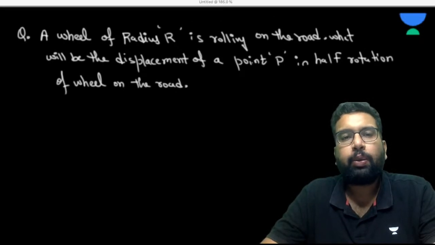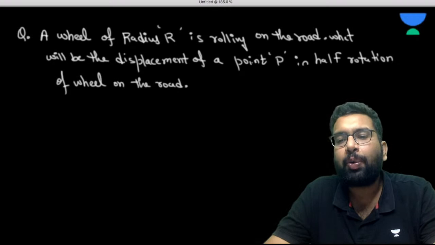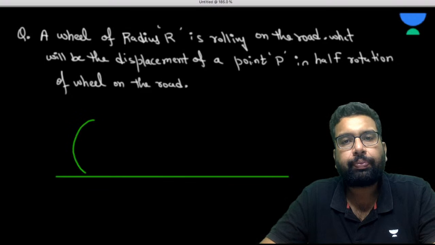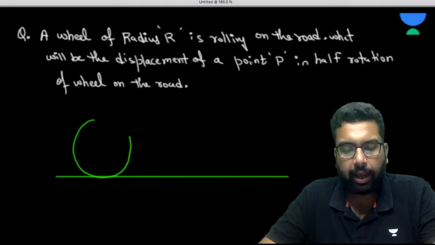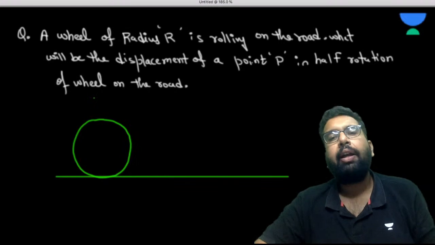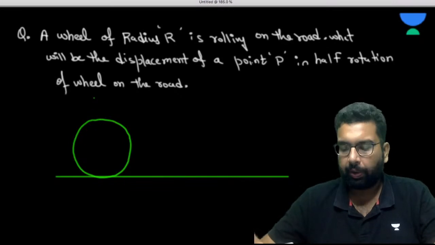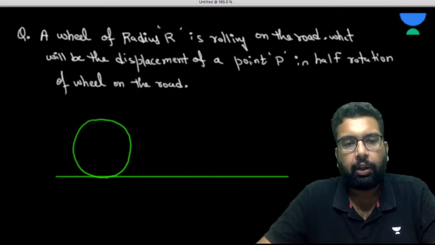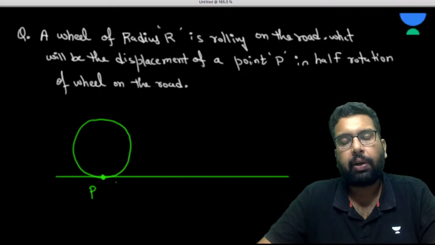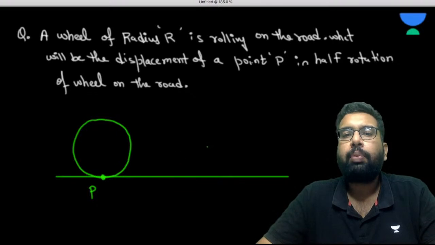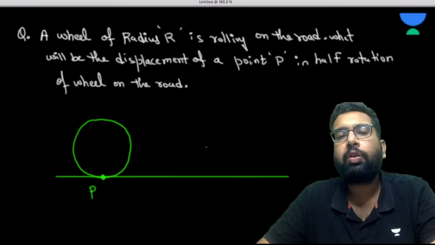Sir, how can we do this? So a wheel of radius r is rolling on the road. What will be the displacement of a point P in half rotation of the wheel on the road? Very interesting. So let's suppose we have a wheel, and this wheel has this point P over here. Actually, in this question, the figure was also there. So this P point is here. And this wheel is rolling on the road. What will be the displacement of a point P in half rotation of the wheel on the road?